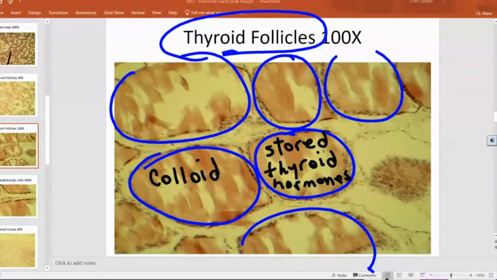What colloid is, it's stored thyroid hormone. Okay? So there's your first picture. I know there's not much there, but that's okay. Because that's helping you understand when we zoom up and see these others, that there's going to be a lot of follicles. But to really see a follicle, we have to zoom up on it.